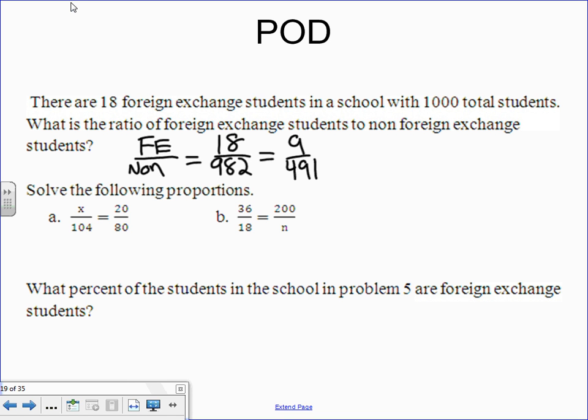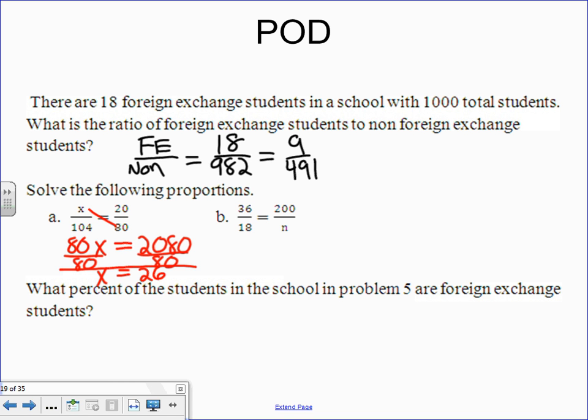we have x to 104 equals 20 to 80. Okay, we're going to cross multiply, so x times 80 is 80x, and 104 times 20 is 2080. So now all we need to do is take the 2080 divided by 80. And we should get x to equal 26.